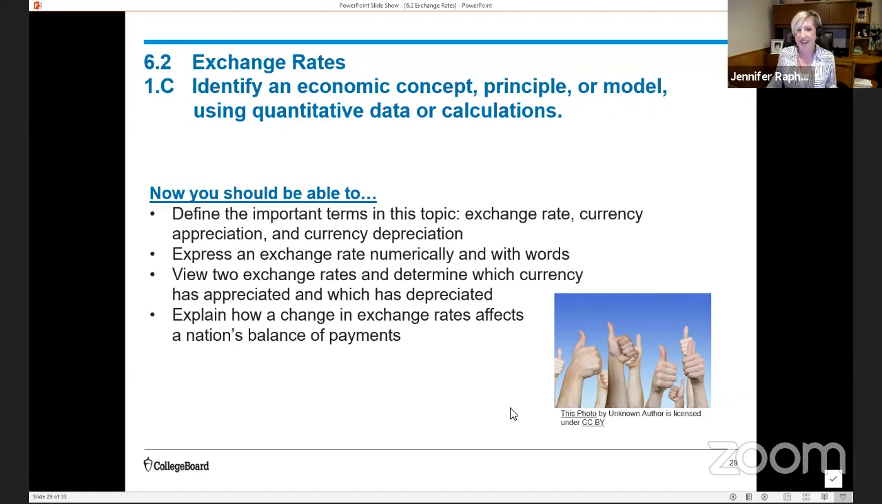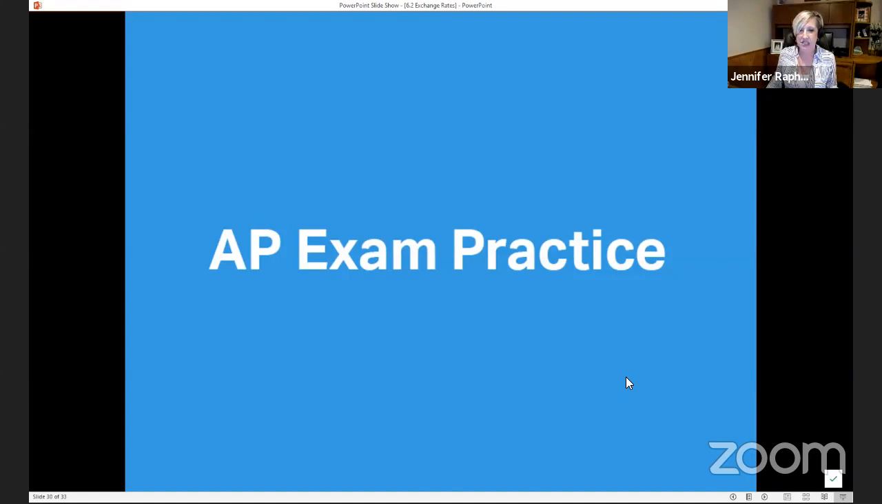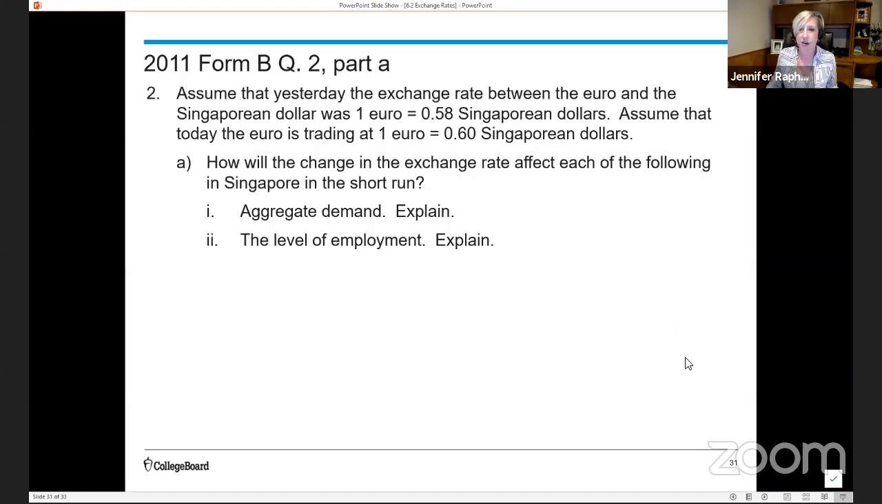Okay. All right, so this is the question I will leave you with for your lesson with Mr. Romano tomorrow. This is 2011 Form B, question 2, part A. So if you're watching live, go ahead and take a picture. If you are not watching live, you can go ahead and pause the video and take a crack at this problem. And Mr. Romano will review the answer with you tomorrow.